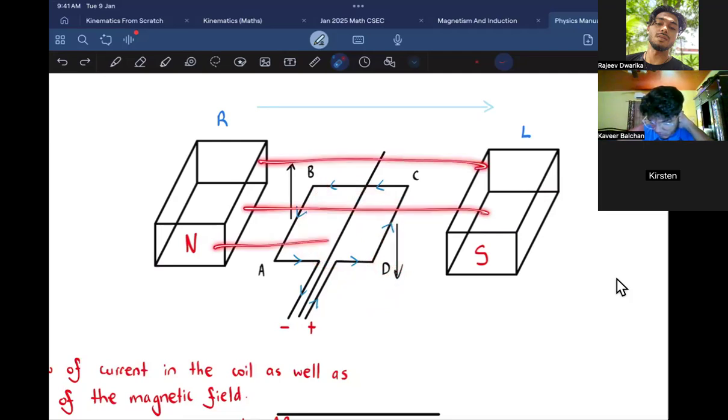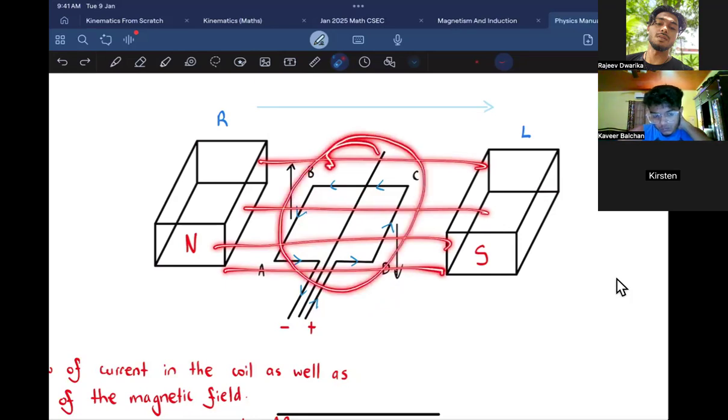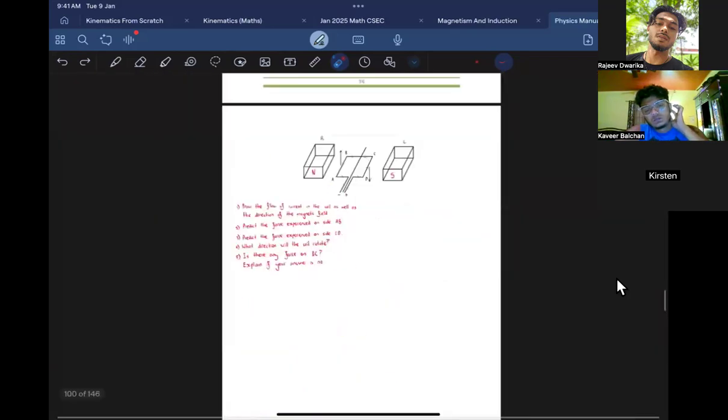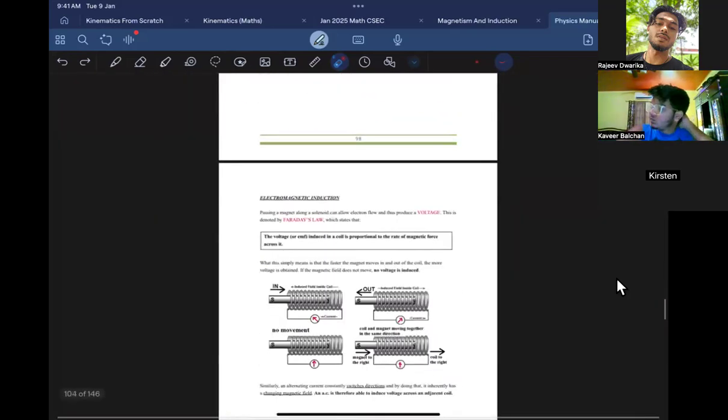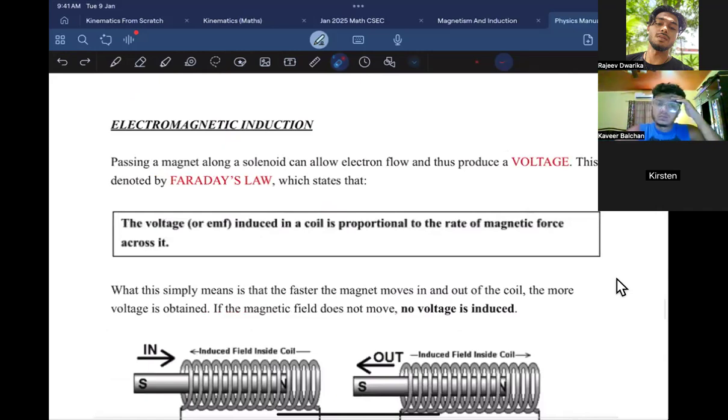And over here we have a magnetic field. So this is going to turn, and if it's turning, it's going to interact with the magnetic field. And that's what we say is induction. When you pass a magnet along a solenoid, you could create an electron flow and thus produce a voltage. Basically, anytime you have a change in magnetic field, it generates voltage.